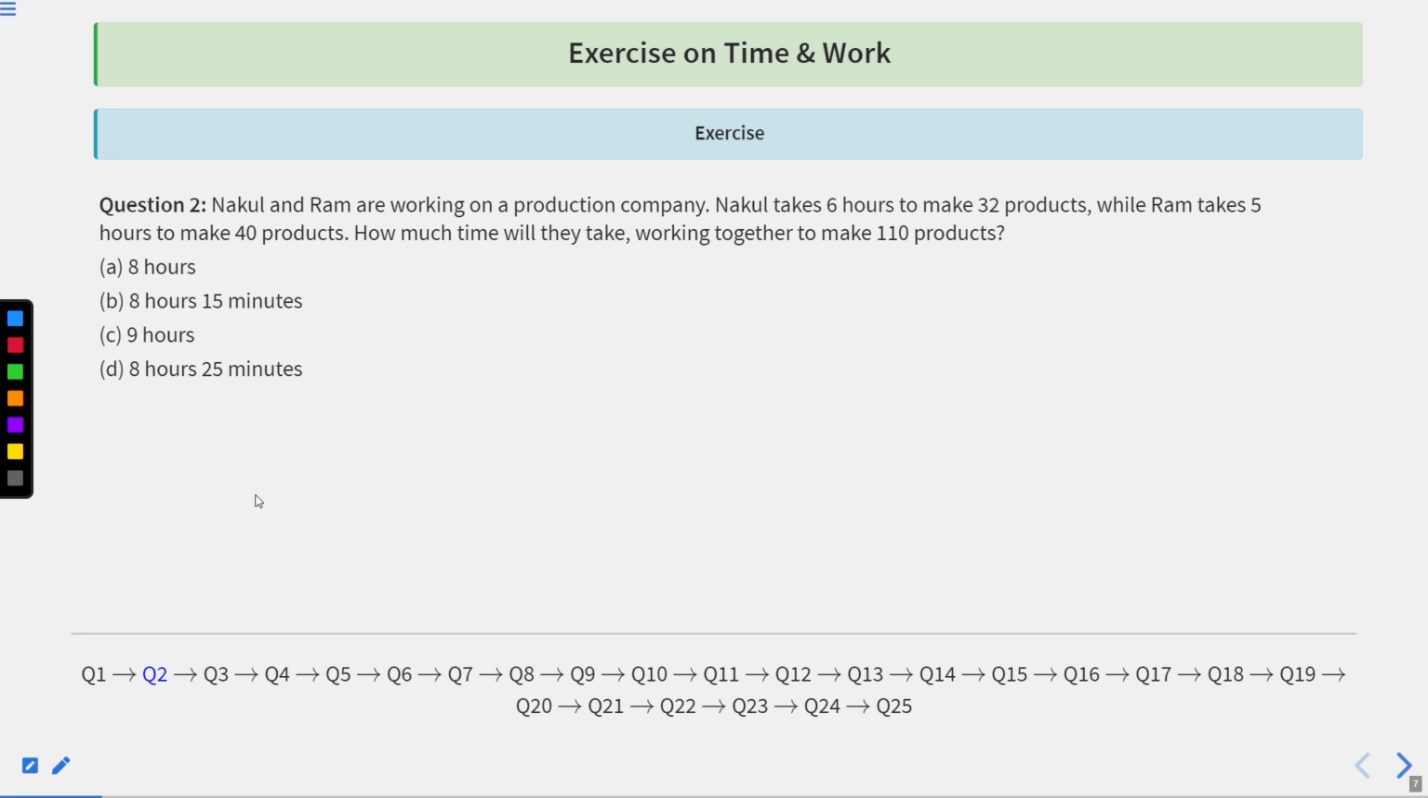Question number 2. Nakul and Ram are working in a production company. Nakul takes 6 hours to make 32 products, while Ram takes 5 hours to make 40 products. How much time will they take working together to make 110 products?